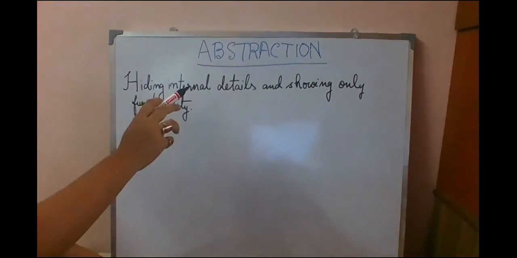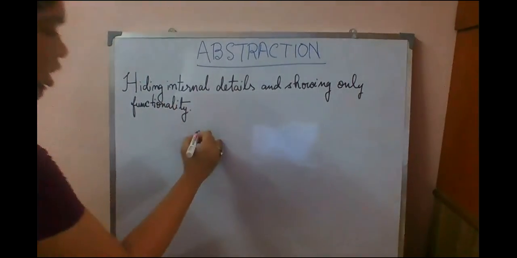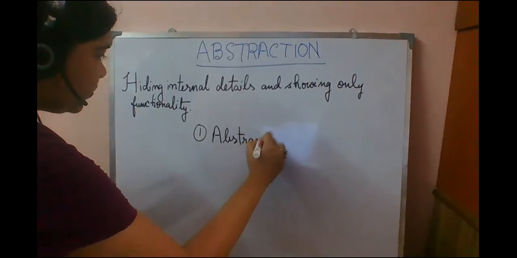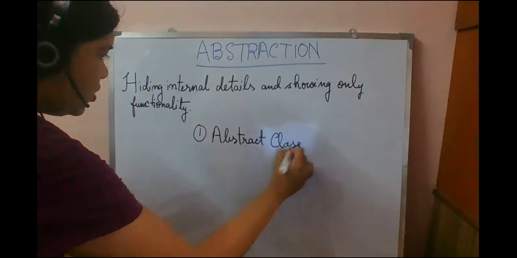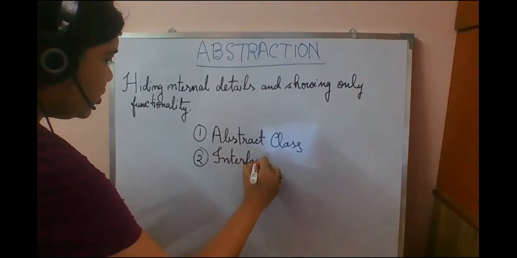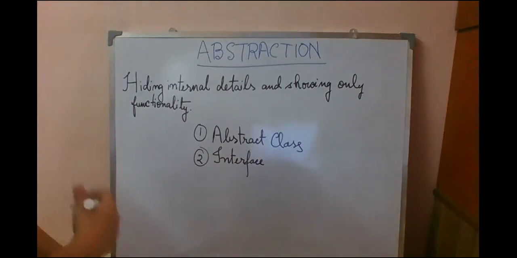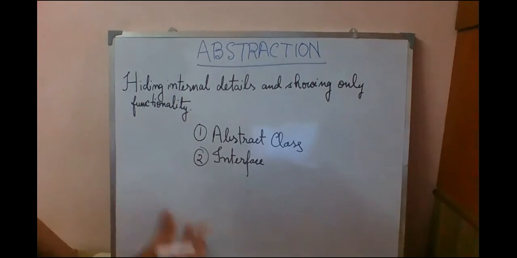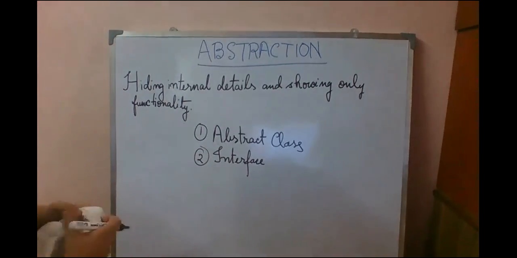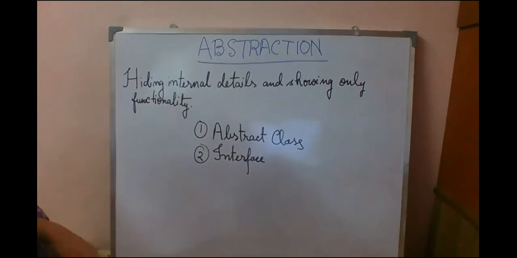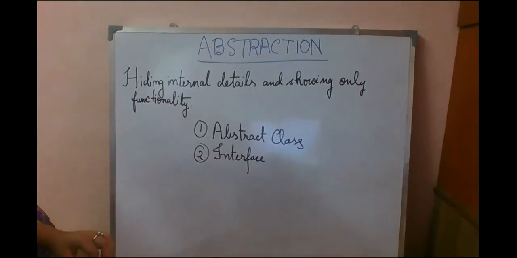So abstraction is also a concept, and we implement abstraction either with abstract class, or the second option is interface, right? Abstract class or interface. And now as the video proceeds, we will get to know more about abstract class, and maybe in the next video we will be covering interface. So our next topic of discussion will be what is abstract class, why do we need an abstract class, rules for implementing abstract class, and things like that.